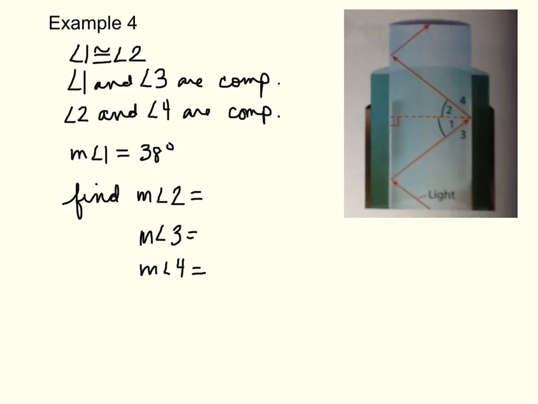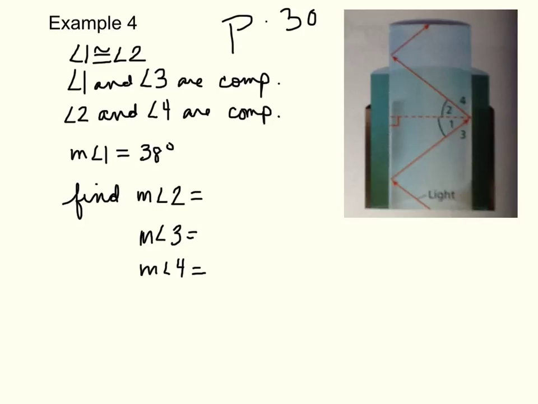Example number 4. Now this picture is on page 30 if you want to follow along. It says that light passing through a fiber optic cable reflects off the walls in this way. So light reflects as it bounces off this fiber optic cable. We know that angle 1 and angle 2 are congruent. Angle 1 and angle 3 are complementary. Angle 2 and angle 4 are complementary. We know the measure of angle 1 is 38 degrees.